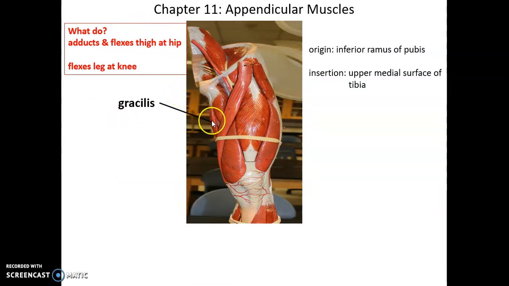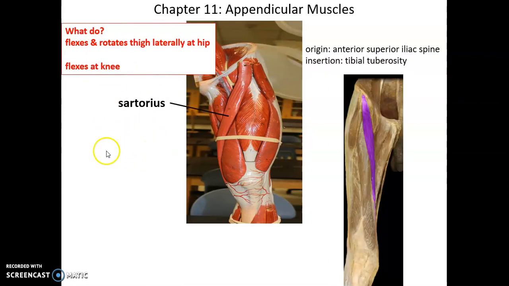Then we have this very medial muscle called gracilis. Its origin is the inferior ramus of the pubis, and it inserts into the upper medial surface of the tibia. So it also crosses the knee joint. So it can adduct and flex the thigh at the hip joint and flex the leg at the knee joint. Probably when it does any of these things, it's acting as a synergist and not the primary mover.